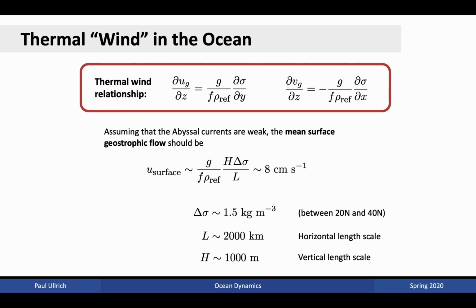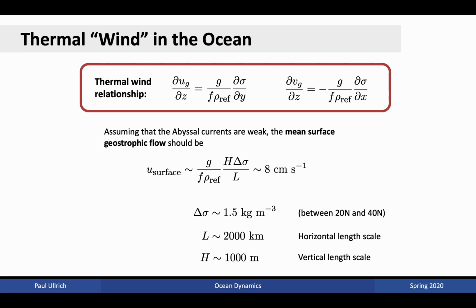All right, we can also use the thermal wind relationship to estimate the mean surface geostrophic flow. Assuming abyssal currents are weak, that is, the geostrophic flow goes to 0 at depth, we can then essentially integrate this equation over the distance of about 1,000 meters in the ocean, giving us our vertical length scale, and use the previous plot in order to estimate the variations in the density anomaly with length.